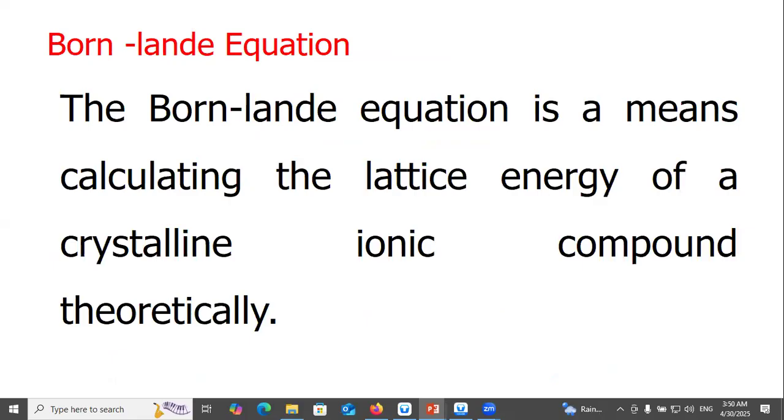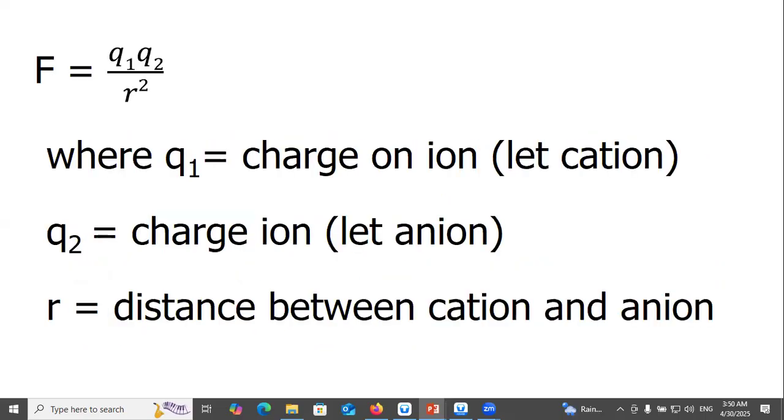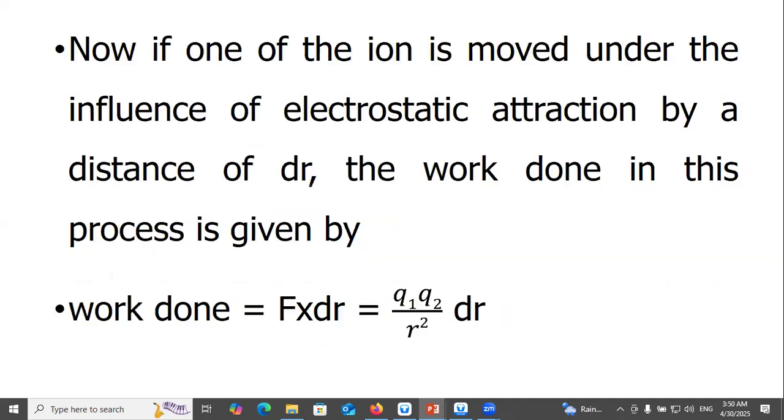Okay, Born-Landé equation. The Born-Landé equation means calculating the lattice energy of a crystalline ionic compound theoretically. In this method, the ions are treated as point charges. According to Coulomb's law, the force of attraction between the oppositely charged ions is given by F equal to Q1 Q2 over R squared, where Q1 is the charge on an ion, let's say the cation, Q2 is the charge on an ion, let's say the anion, and R is the distance between cation and anion.